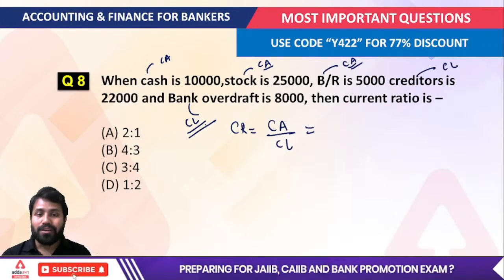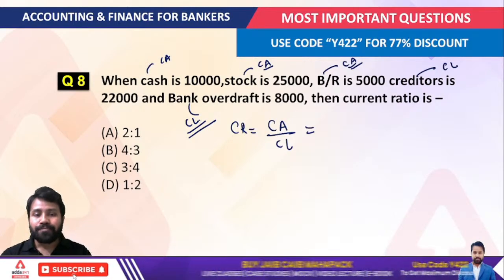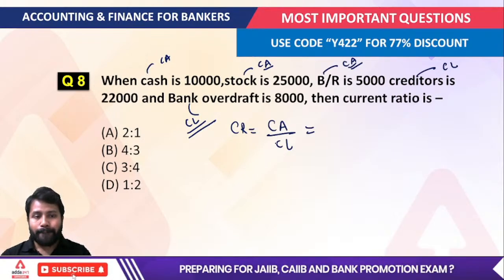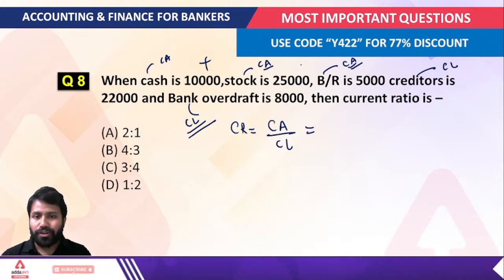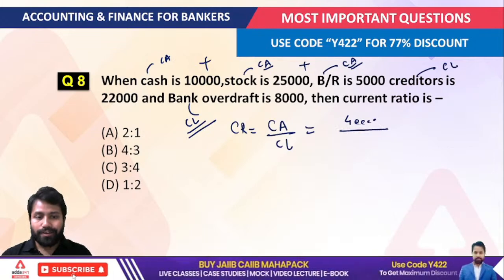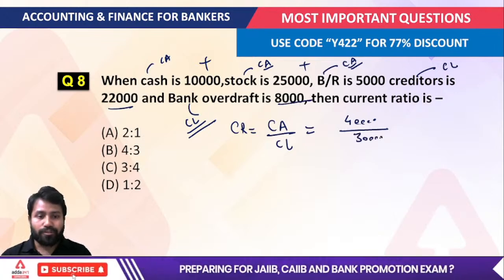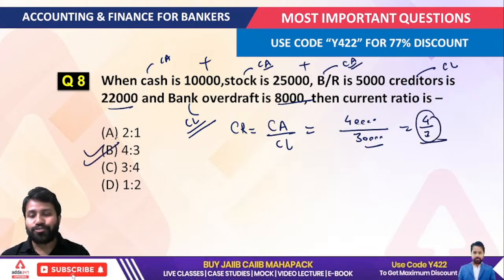That is a very important thing. Sometimes the question can ask which kind of liability bank overdraft is. Bank overdraft is known as a current liability. What will be the total value of the current assets? That is 10,000 plus 25,000 plus 5,000, which becomes 40,000. Now, what is the value of the current liabilities? That is 22,000 and 8,000, which becomes 30,000. What will be the ratio? That is 4:3. The correct answer should be B.